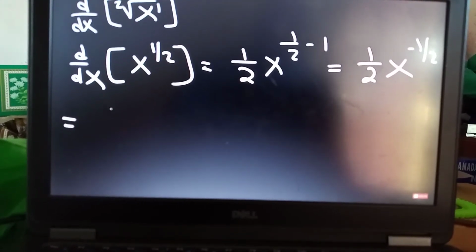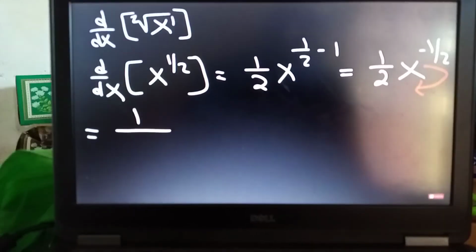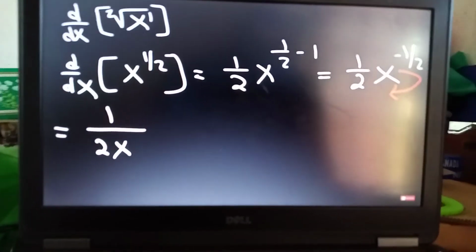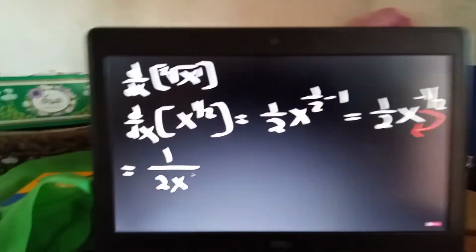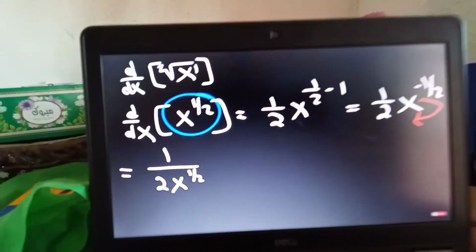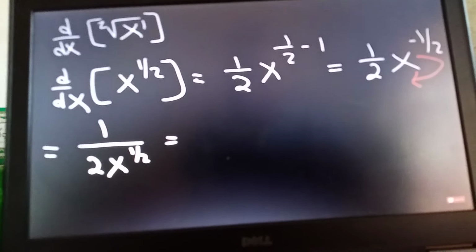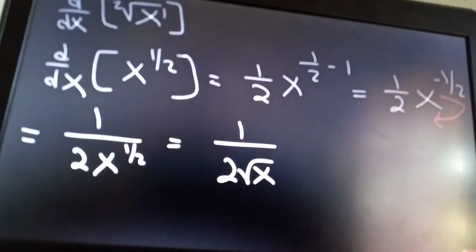Now, whenever you have a negative exponent, you need to move the variable to the bottom of the fraction. So we're going to put x in the denominator of the fraction. So the exponent will change from negative 1/2 to positive 1/2. And recall that x to the 1/2 is the same as the square root of x. So at this point, we can replace x to the 1/2 with the square root of x.